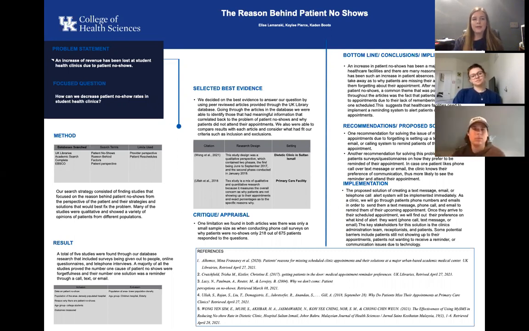Our problem statement is an increase of revenue has been lost at student health clinics due to patient no-shows. And our focus question is how can we decrease patient no-show rates in student health clinics?